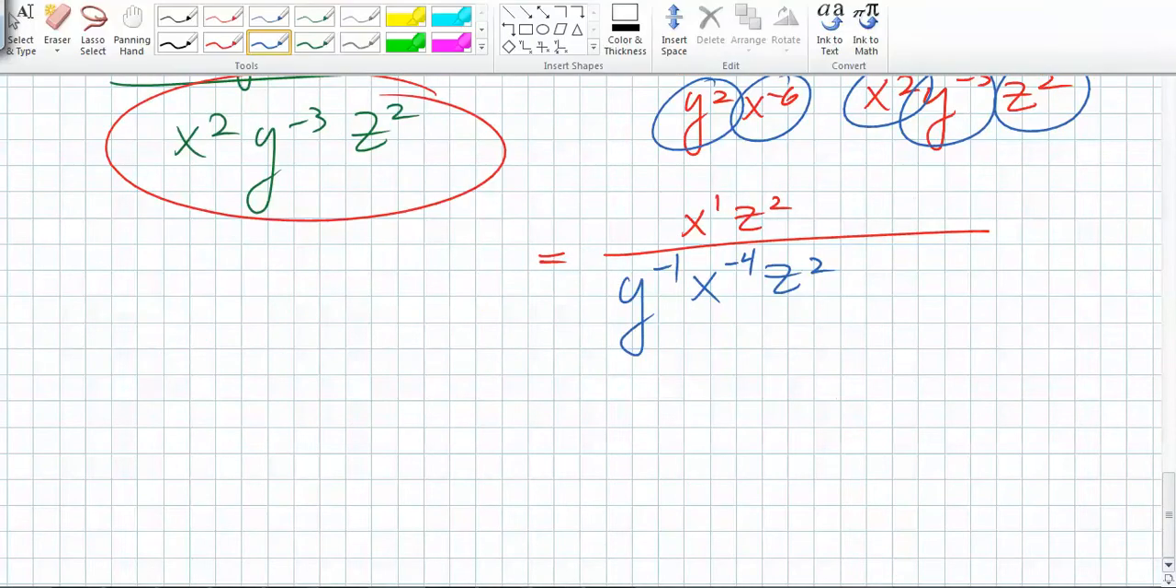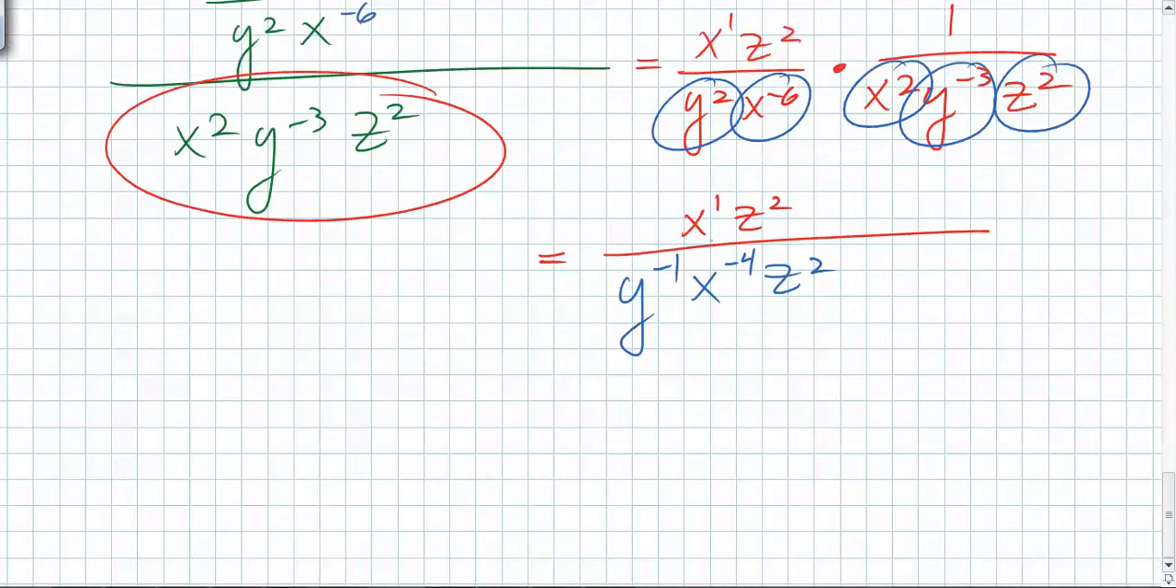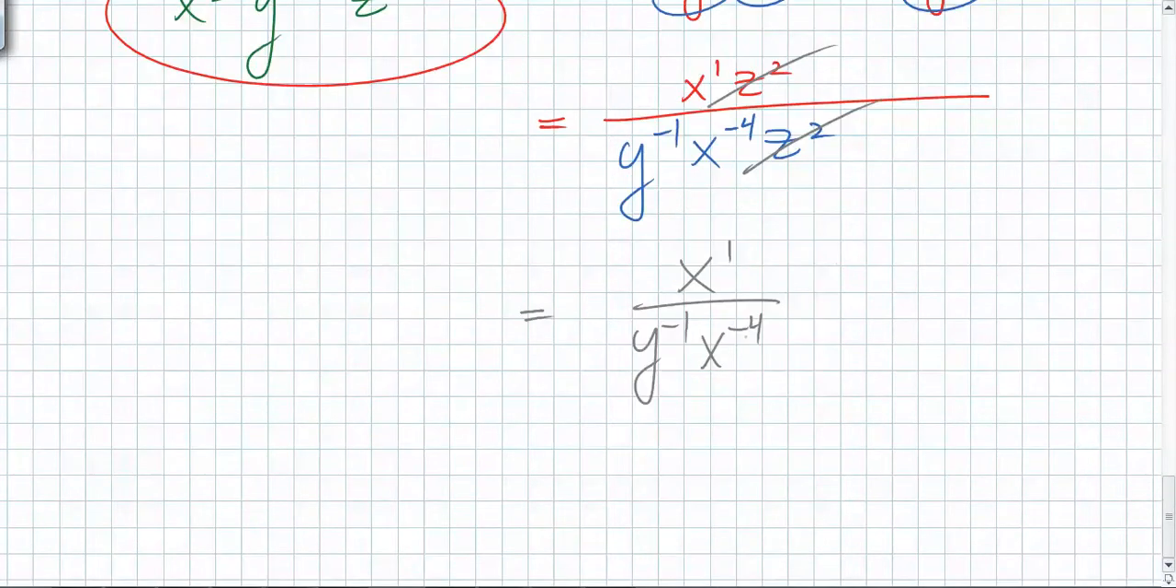Do you notice anything that cancels? The z squareds cancel, leaving you with x to the first over y to the negative 1, x to the negative 4. Can you just do that as x? It's just x. I'm just putting the 1 there because when we do the subtraction, I don't want you to forget that there's a 1. So what does this become?